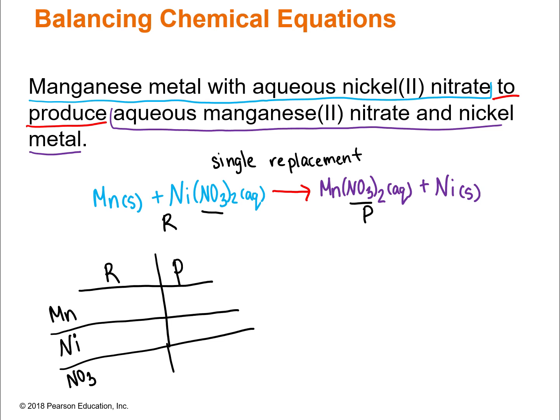Now we just literally count. How many do you see? If there's no number out in front, then that means you assume that it's 1. If there were a number there, it would be called a coefficient. And again, it's a 1 here. So we've got 1 manganese atom on the reactant side.